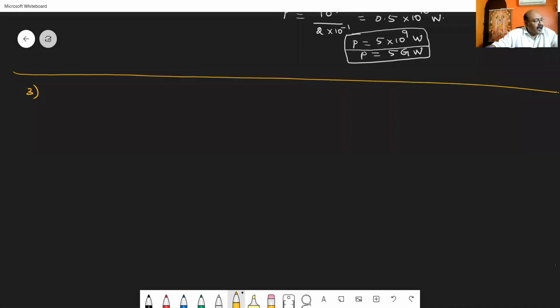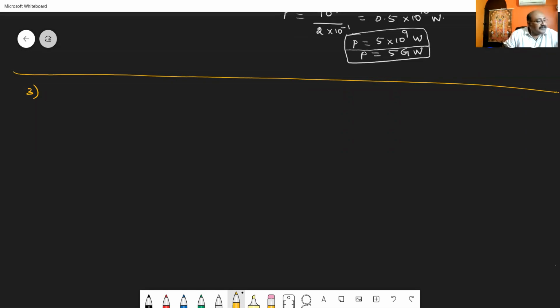A copper wire of 10 power minus 6 meters square area of cross section carries a current of 2 ampere. If the number of electrons per cubic meter is 8 into 10 to the power of 28, calculate the current density and average drift velocity. Come on, go through the problem again.